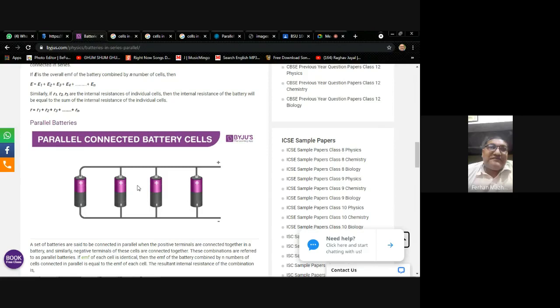And this is a very famous question, frequently asked in O levels exams: what's the benefit of putting the cells or batteries in parallel to each other? So hopefully you have understood.